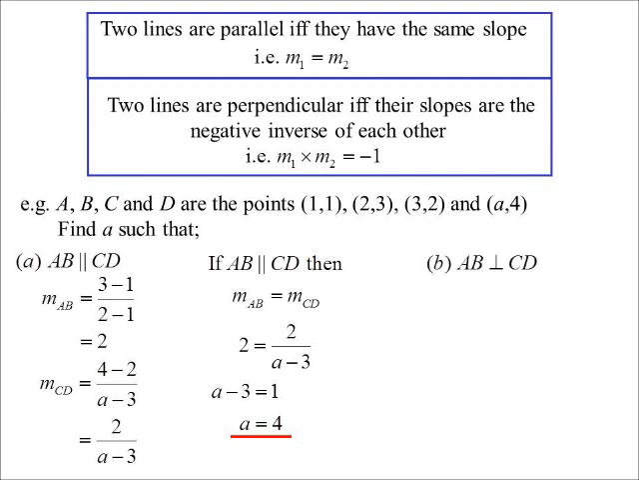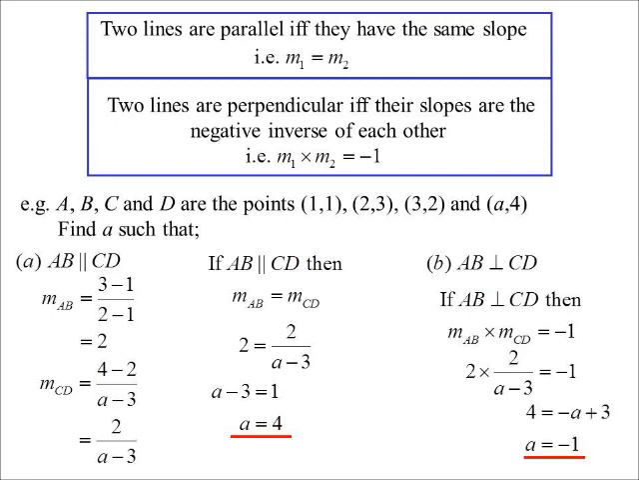Well, what about if they were perpendicular? Well, now I know, if they're perpendicular, then their slopes would multiply together to give negative 1. So this is the one I'm solving now, and we get A is negative 1.